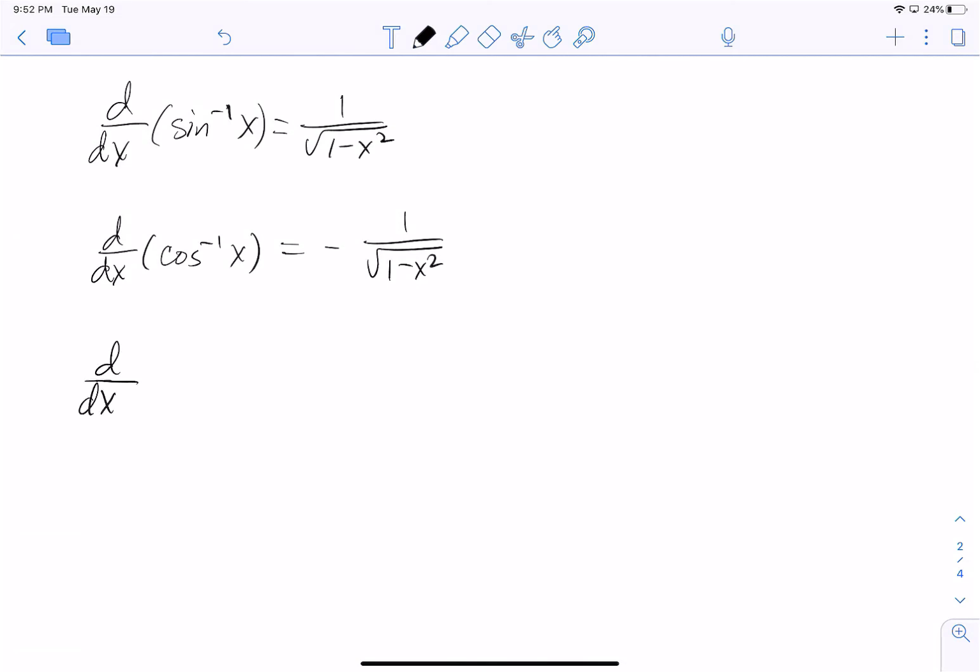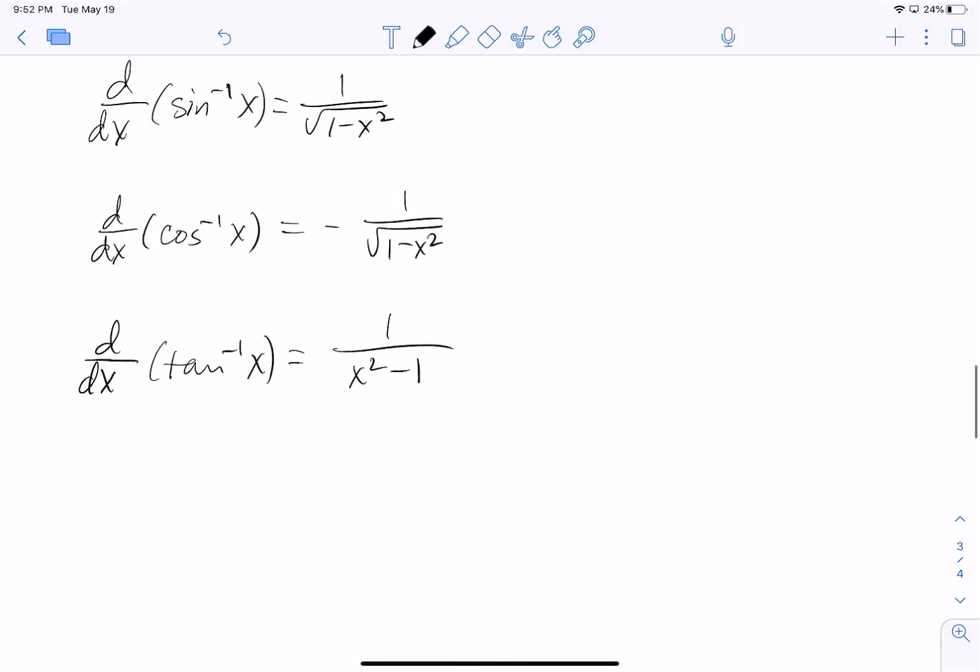The derivative with respect to x of the inverse tangent of x is equal to 1 over x squared plus 1. Notice there's no square root, and that's because the derivative of the tangent function is the secant squared.